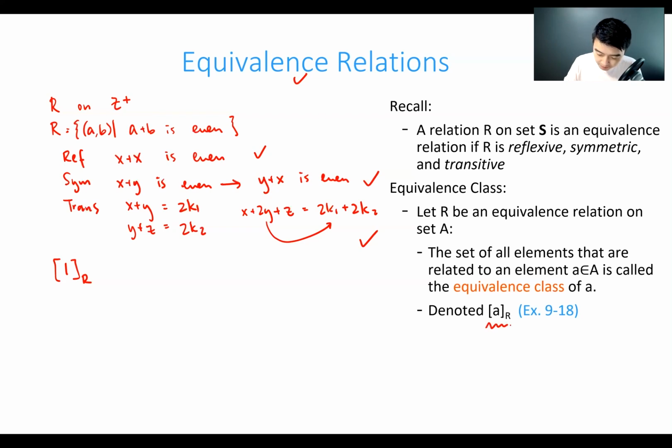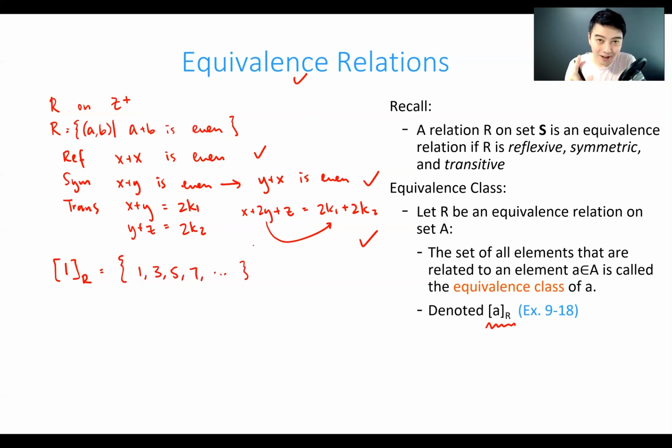We denote it by writing something like this. This is called an equivalence class of a. Similarly, this is the equivalence class of 1, which means what is related to 1 in this relation. Let's pretend that we have a bunch of objects that are related to 1 in this relation. So what plus 1 is even? Well, 1 plus 1 is even. 3 plus 1 is even. 5 plus 1 is even. 7 plus 1 is even, and so on.